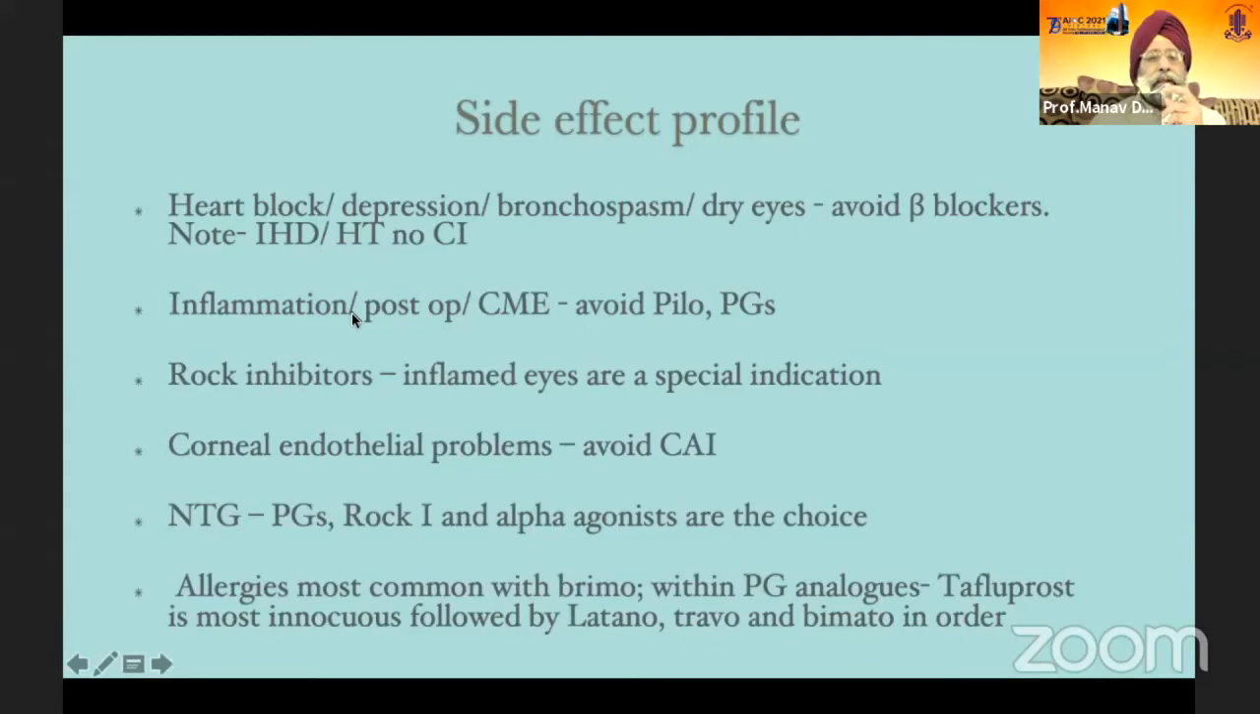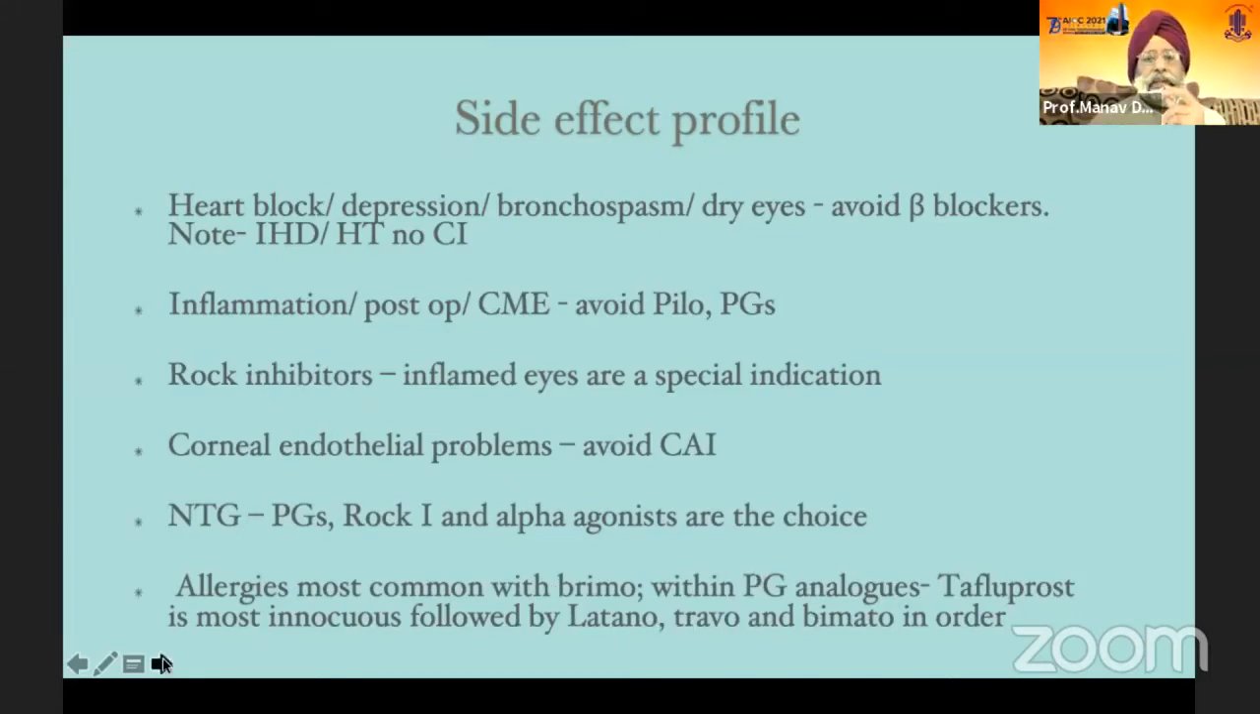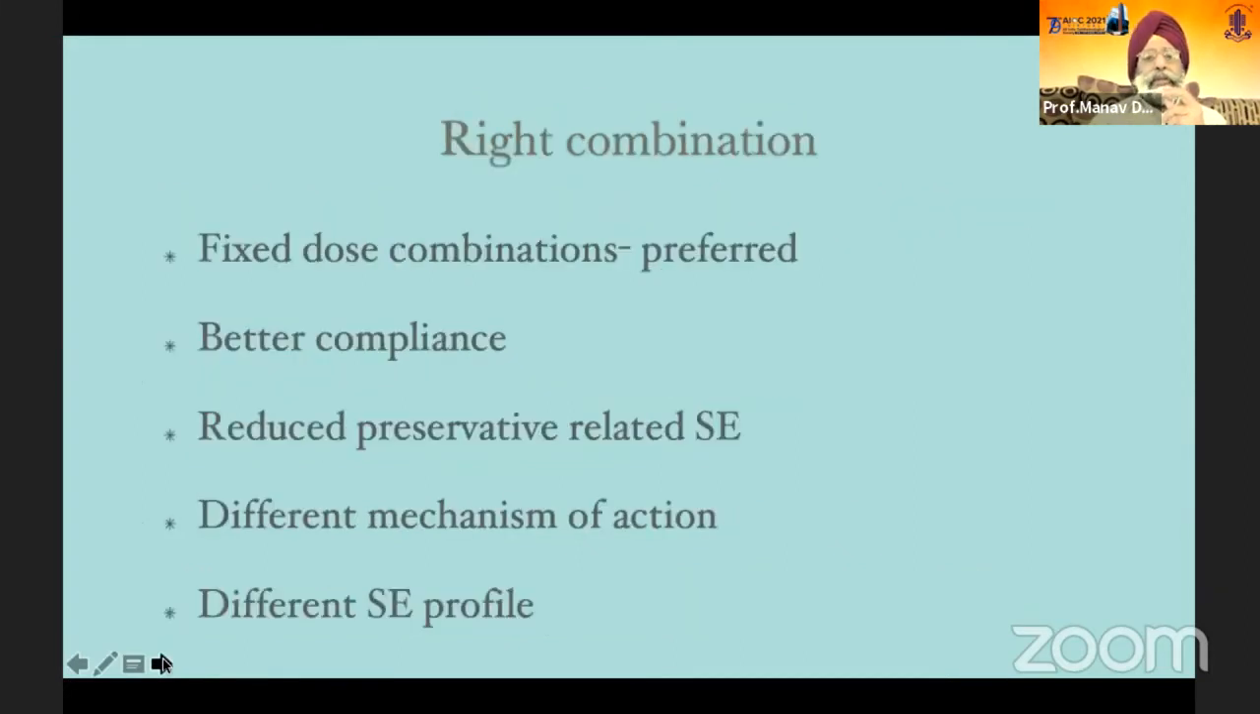That's not true. In case there is inflammation in post-op cases, or in cases of macular edema, we avoid pilocarpine and PG analogs. However, the ROCK inhibitors are the drugs of choice in these cases. In corneal endothelial problems, we do not prescribe carbonic anhydrase inhibitors. In NTG, PG analogs, ROCK inhibitors, and alpha agonists are the drugs of choice. Allergies are most common with brimonidine. And within PG analogs, tafloprost is the most innocuous, followed by latanoprost, travoprost, and bimatoprost, in that order. So these are the things to be kept in mind while giving a prescription.